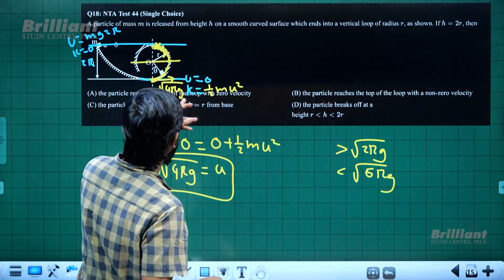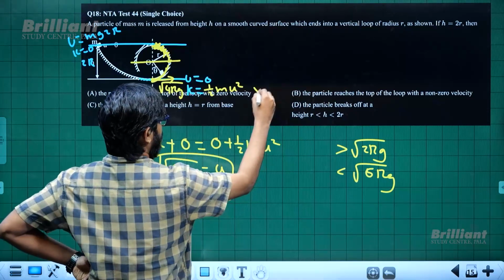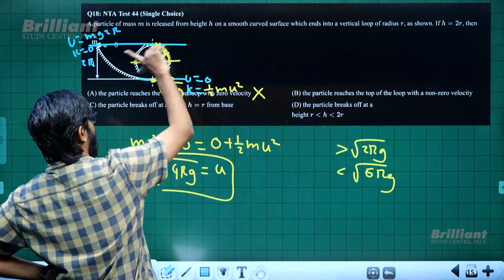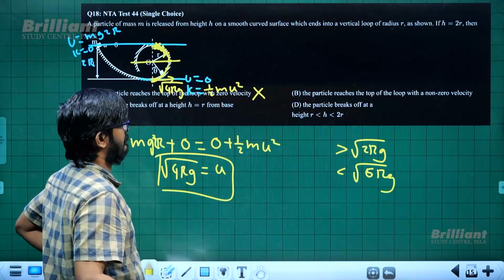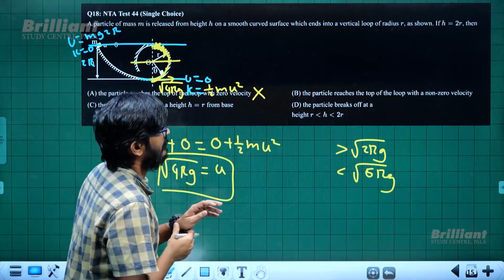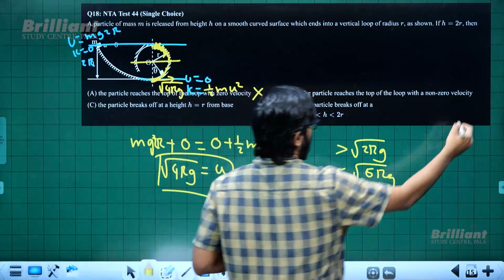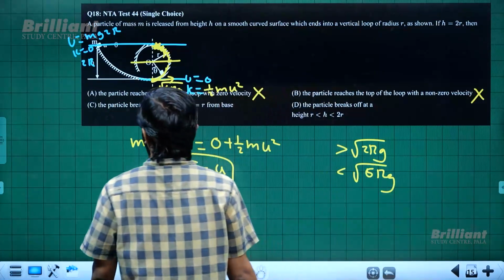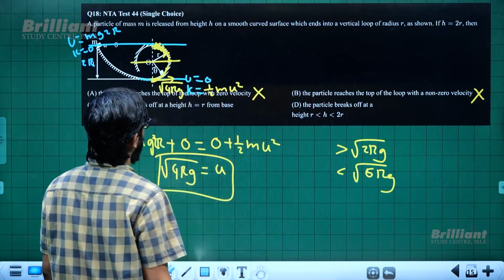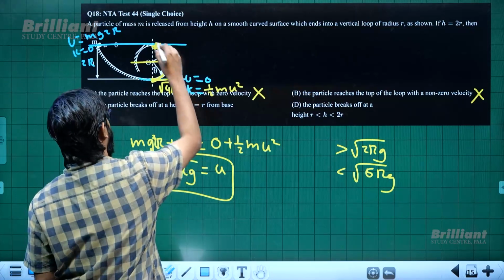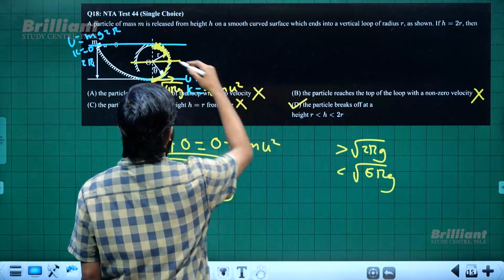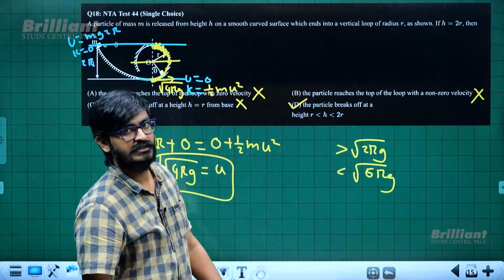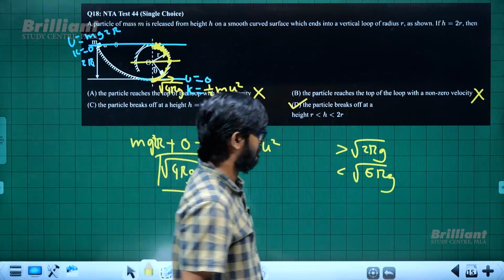A particle reaches the top of the loop with 0 velocity. It won't reach the top because it will be performing projectile motion maybe. But if it has to reach the top, we must give at least a minimum of root 5rg. The particle reaches the top with non-zero velocity. It won't reach in the first place. Particle breaks off at a height h equal to r. See, here it won't break, it will go into that part. So there is a possibility of breaking off in the second quarter. If it is breaking off, it must break off only in the second quarter, right?